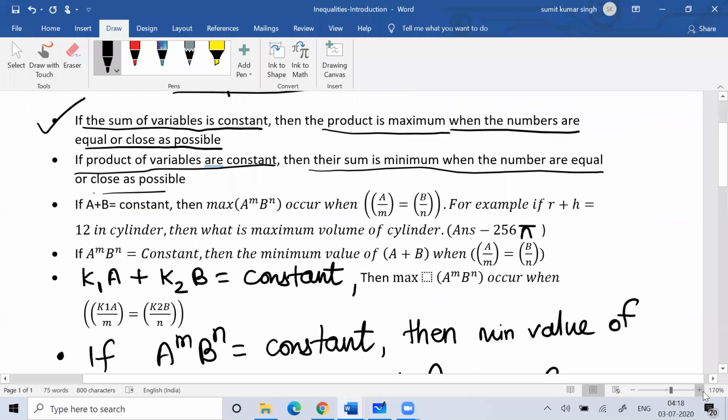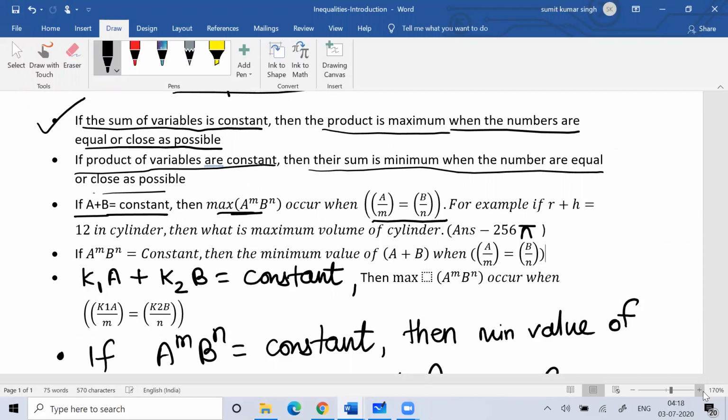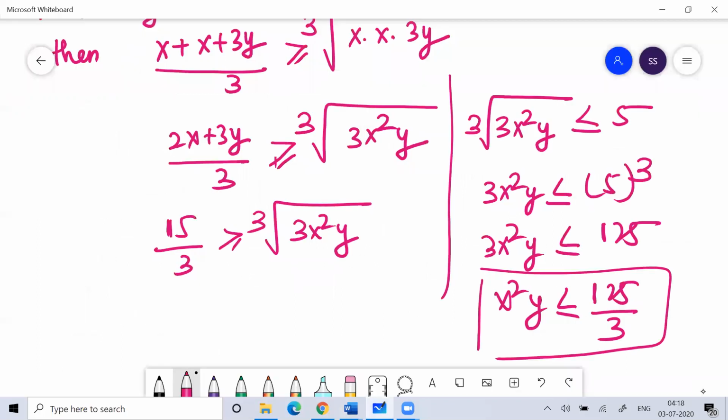You can see this point that if a plus b is constant, then the maximum value of a to the power m into b to the power n occurs when a by m equals b by n. So you can use this concept here for this problem.